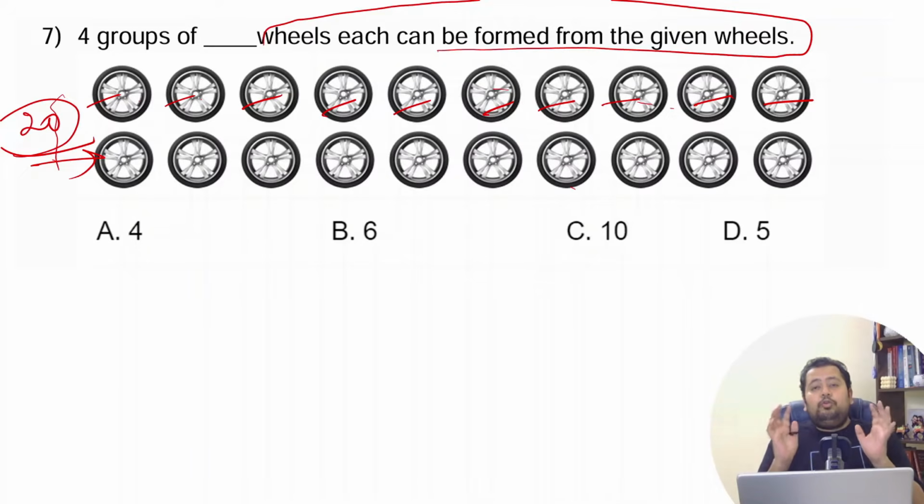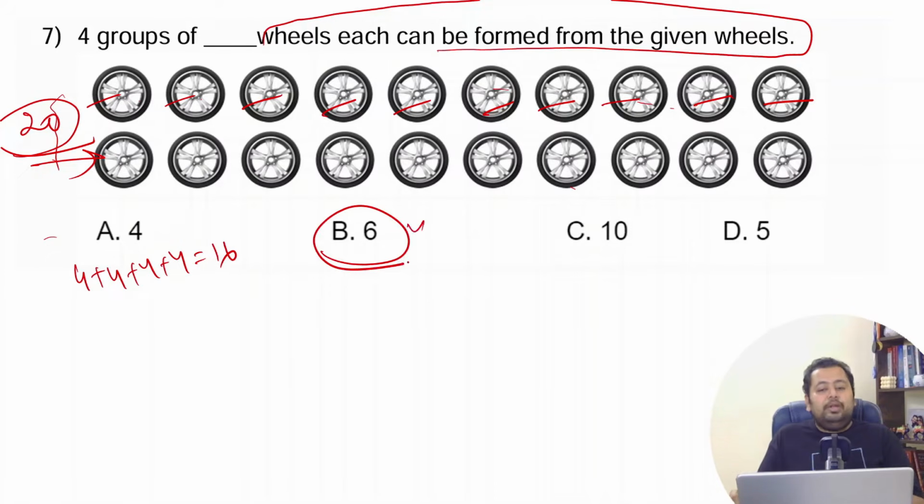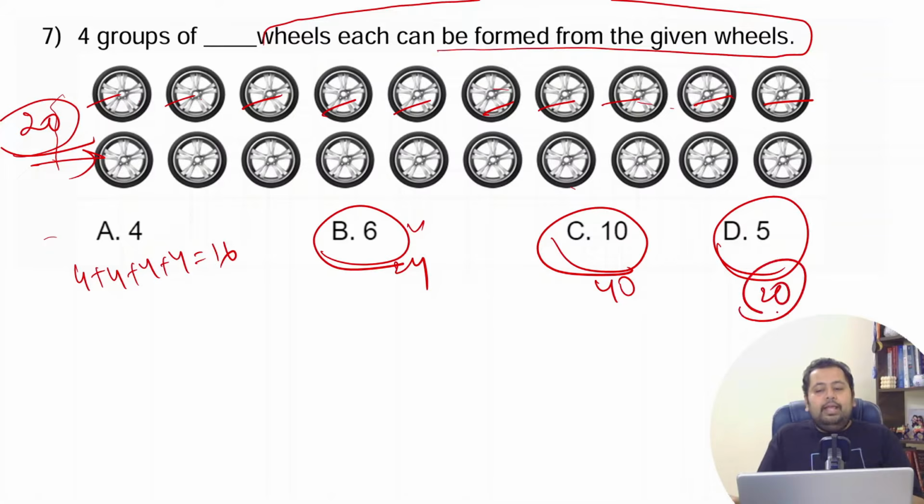So now you have to make four groups of these wheels, right? So four groups of how many? So four groups of five. Well, you can go to the option and check as well. Four groups of four would be how much? 4 plus 4 plus 4 will be 16. Similarly, four groups of six would be 24. Four groups of 10 would be 40, and four groups of 5 will be 20. So 20 is the correct answer.